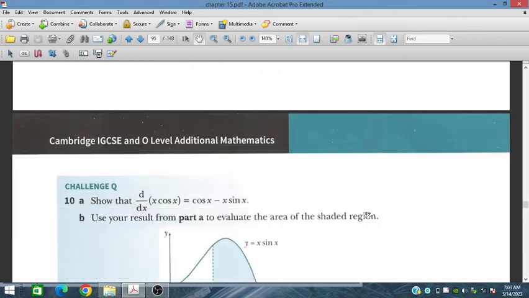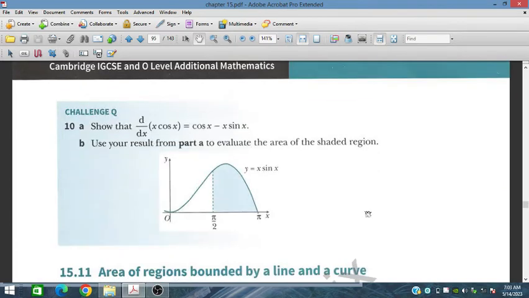Let's solve question number 10. Show that d by dx of x cos x is equal to cos x minus x sin x. And using this part A, we will evaluate the area of this shaded region. So now we'll solve this question number 10.